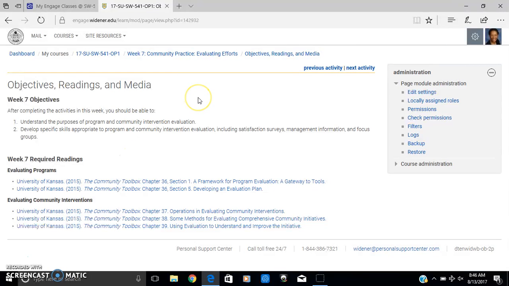So the objectives are to understand the purposes of program and community intervention evaluation, and to develop specific skills appropriate to program and community intervention evaluation, including satisfaction surveys, management information, and focus groups. The required readings are on evaluating programs from the University of Kansas Toolbox, and then evaluating community interventions, also from the University of Kansas Toolbox.